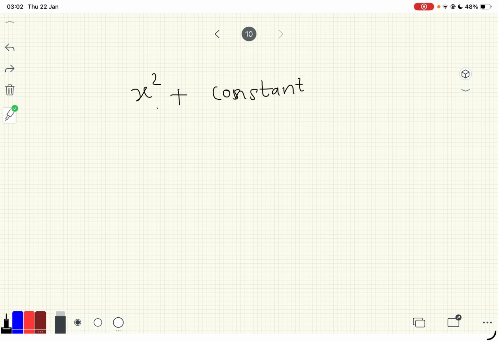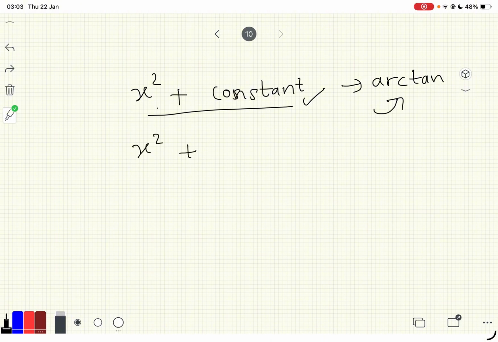Is it of the form x squared plus constant? If so, then we can think it is arctan form. So make it match exactly x squared plus a squared. So the first step, first see, is it of the form x squared plus constant? Then it should be arctan form.